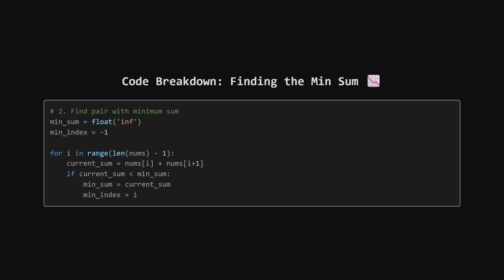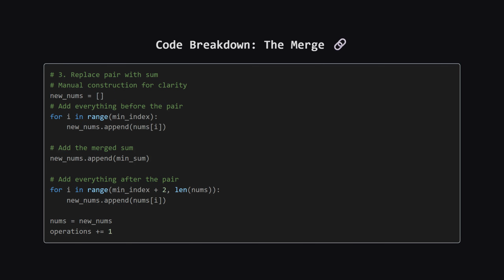Note that we use strictly less than. This automatically handles the tie-breaking rule. If we find another sum that is equal to our best, we ignore it, which preserves the leftmost pair we found earlier. Finally, we perform the merge.